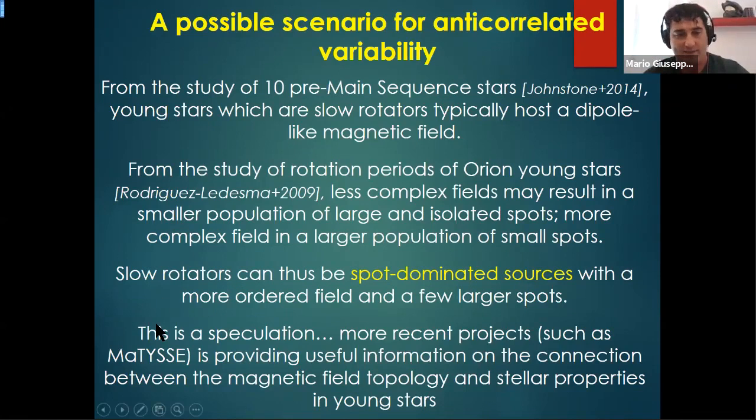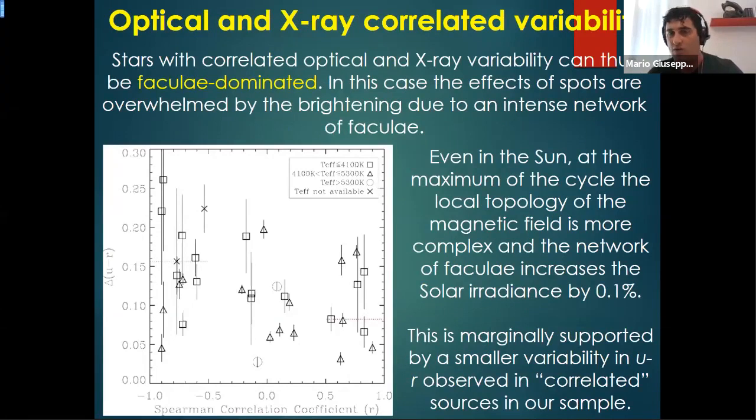Of course, there are projects like, for instance, MATIS, in which the correlation between the topology of the magnetic field and the properties of the stars will be studied in great detail. In this picture, then, it's obvious that the correlated sources are likely faculae dominated. In this case, the effect of the dimming of the optical emission due to the presence of the spot is overwhelmed by the presence of the network of faculae, which cause an increase of the optical emission. Something that we know actually occurs in the sun when the sun is in the maximum of its activity cycle. And the network of faculae cause an increase of the total irradiance of the sun.